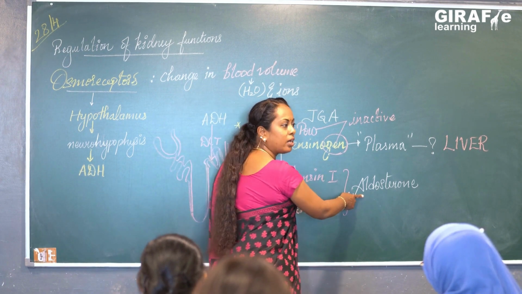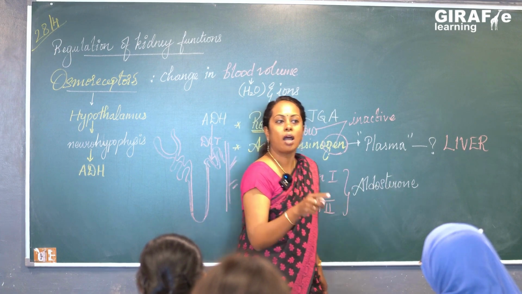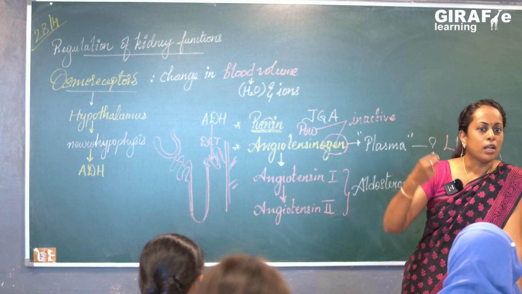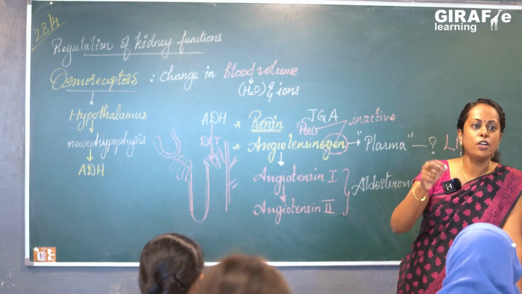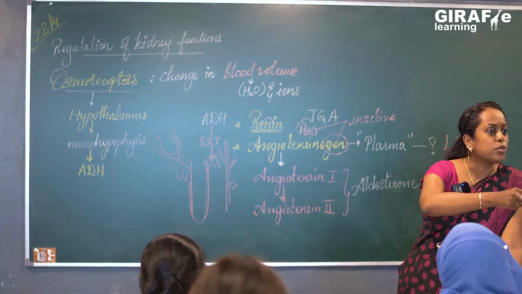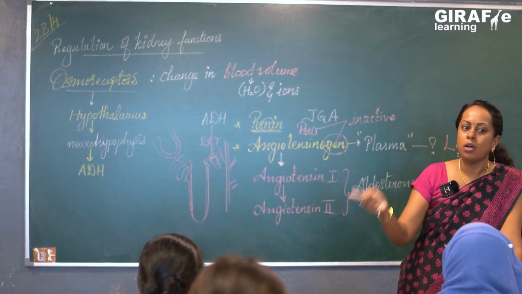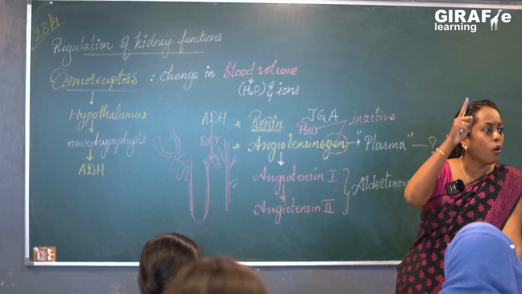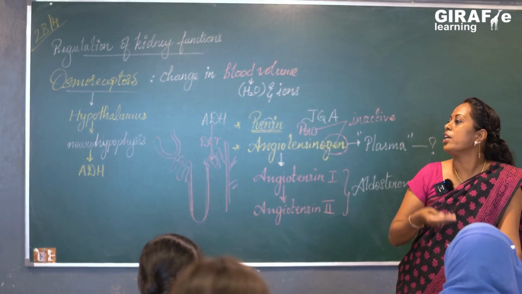Then what is being released? Aldosterone. Aldosterone is a hormone secreted from which part of your body? Adrenal gland, which is located on top of the kidney. When aldosterone is released, sodium ions are reabsorbed back into the system. As sodium ions are reabsorbed, water is again reabsorbed back into the system. So the whole mechanism made sure the water content of your body is going to increase.